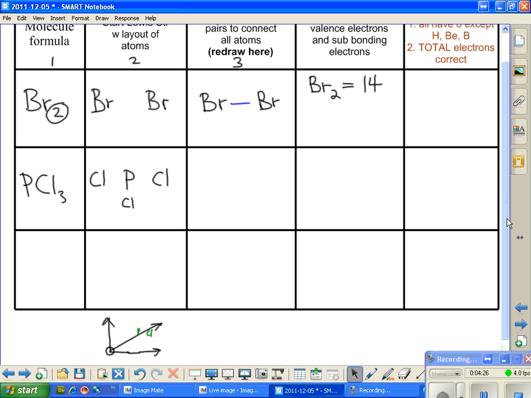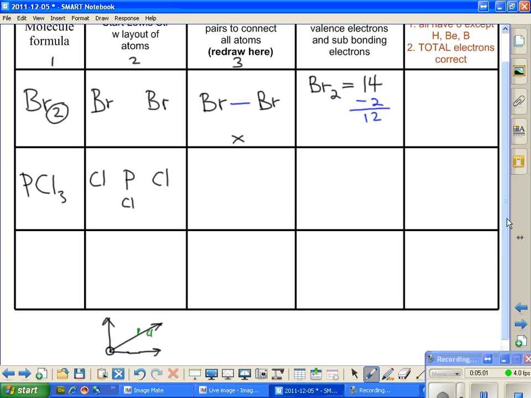Now, we look over in box number 2 for bromine, and we see that blue line there. That blue line represents 2 electrons that are being used in the bond. And because we already put those on the Lewis structure, we're going to subtract those out. And we wind up with a total of 12 that have not been put on the Lewis structure. So I'm going to use a red marker to show you those 12 dots.